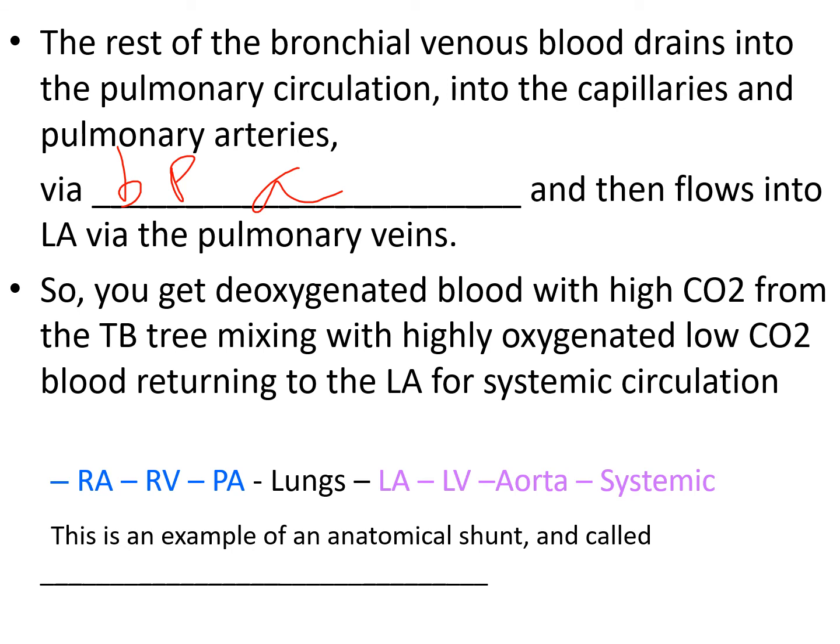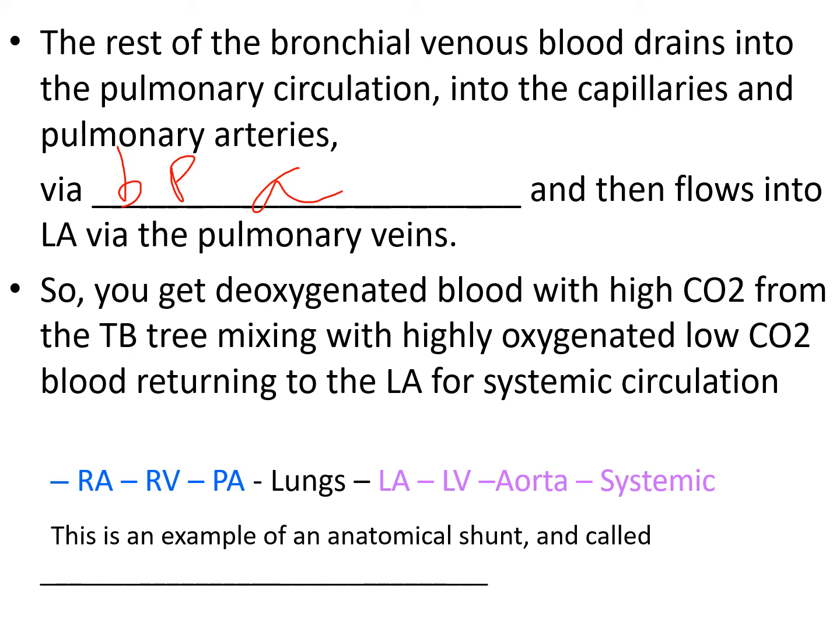So these are two words. First word is bronchopulmonary. B-R-O-N-C-H-O-P-U-L-M-O-N-A-R-Y. And the second one is anastomosis. A-N-A-S-T-O-M-O-S-E-S. Bronchopulmonary anastomosis, which flows into the left atrium via the pulmonary veins. So we have used blood going into the unused side.